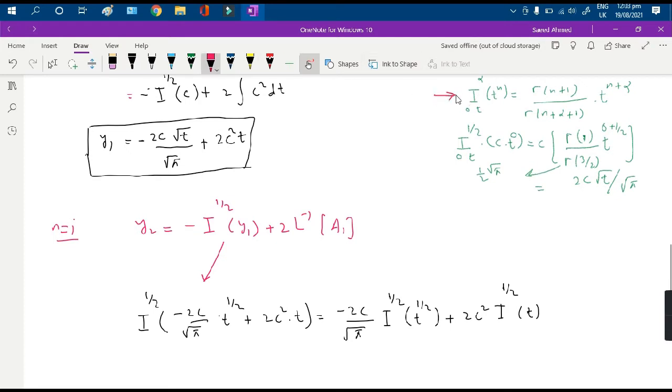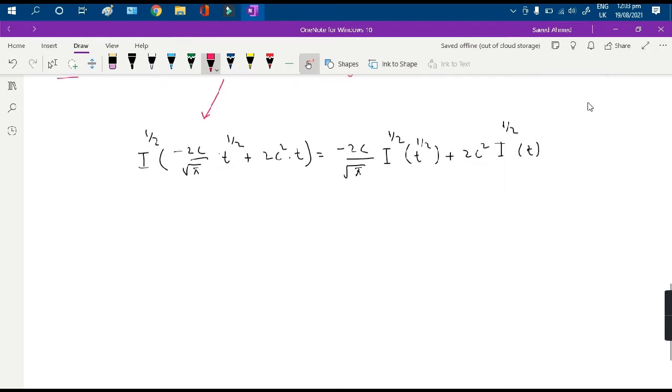This is the formula, and here alpha is again 1 by 2, and n for the first term is 1 by 2, and for the second term n is 1. So gamma n plus 1 over gamma n plus alpha plus 1 into t to the power n plus alpha. I am using this formula to find the value of these two terms. So it is minus 2c over square root of pi into, this is my alpha, and this is my n.